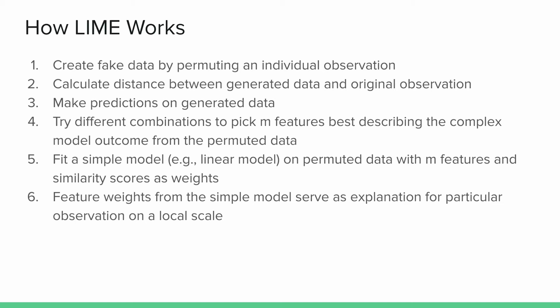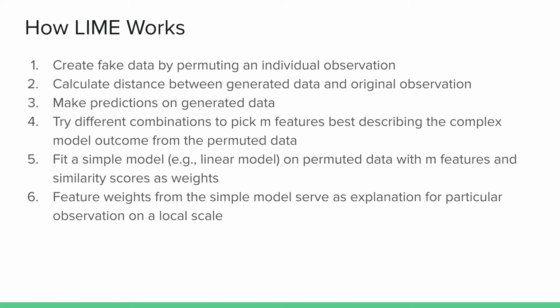So we take our sample and we start messing around with it. We create fake data by changing that one individual observation. Then, once we created some fake data, we compute the distance between the generated data, our fake data, and the original observation. Now we know how much we changed one of those fake samples and how close they are still to the original sample. Then we take all these fake samples, run them through our model and make predictions.